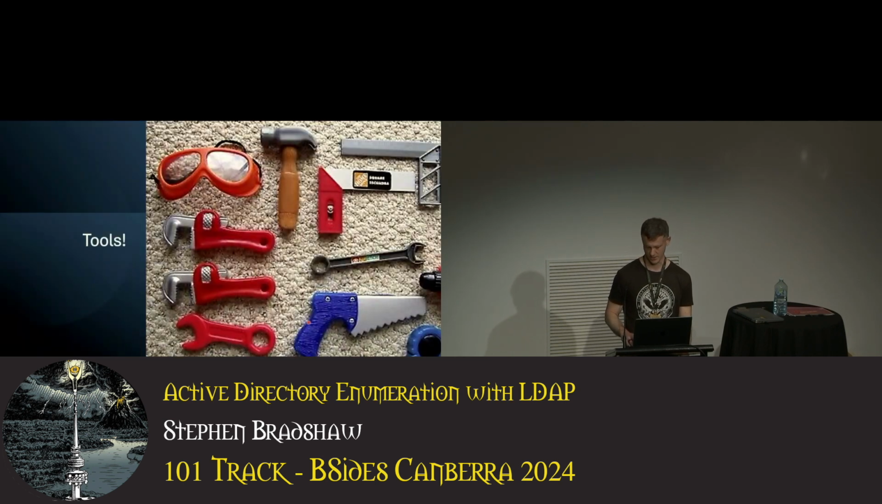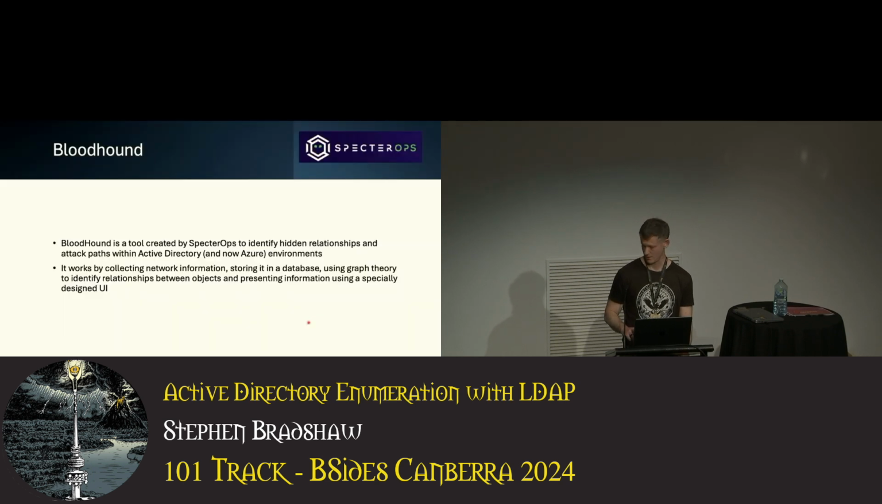For the rest of this, I'm going to be explaining how the process works by the medium of a tool. The tool is BloodHound, which some of you may have heard of. This is a tool created by SpectreOps a few years ago. The purpose is basically to identify attack paths and hidden relationships within Active Directory domains. It does do Azure now as well. I won't be covering that in this talk. The tool works by collecting a bunch of network information. It puts it in a database, and then it uses graph theory to identify relationships between objects, and then it presents it in a helpful way so you can actually use the information to find attack opportunities.